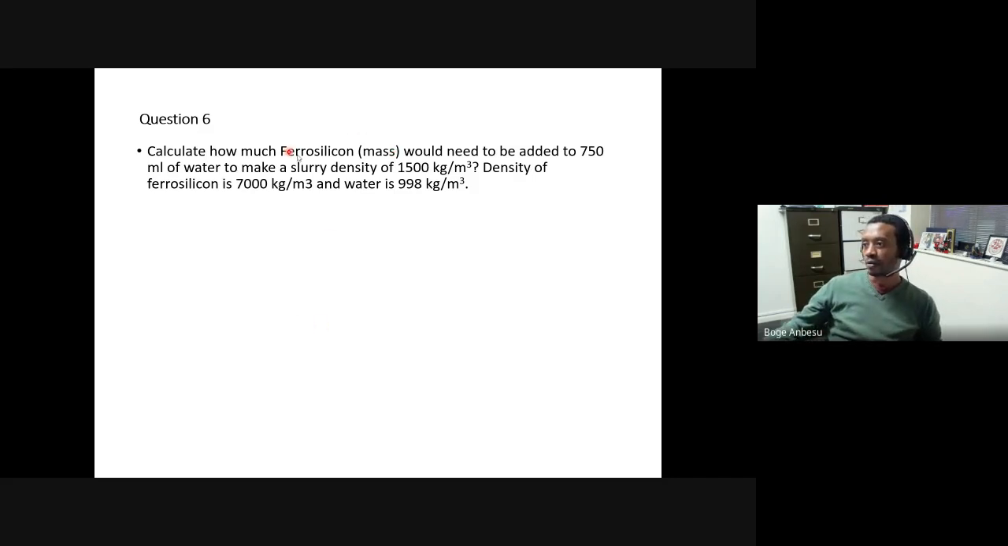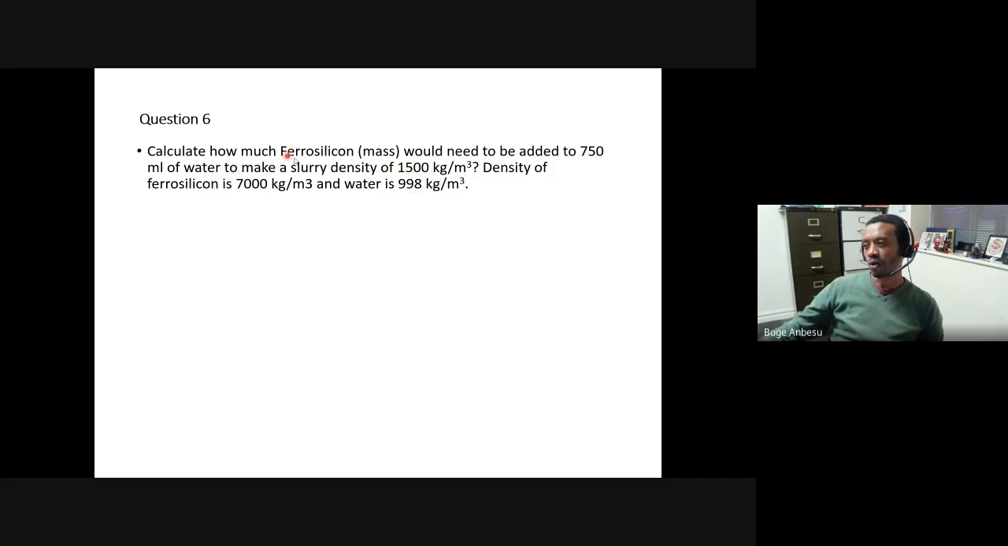So you're asked to calculate the mass of ferrosilicon that you would need to make up, in 200 milliliters of water, a slurry with a density of 1.5 grams per centimeter cubed or 1,500 kilograms per meter cubed. Okay, so you're told the density of ferrosilicon is that much, and for the density of water, you can use about 1,000 or, more accurately, say 998 kilograms per meter cubed.